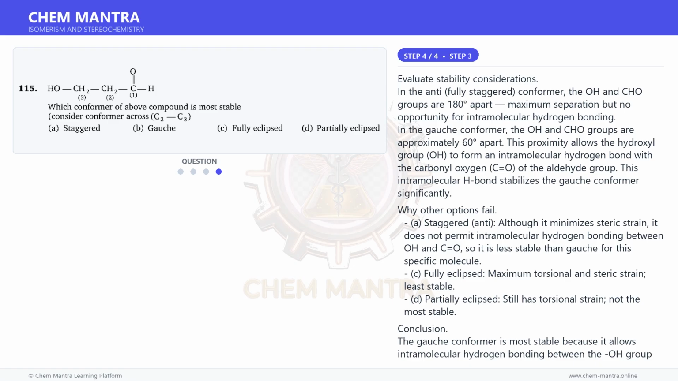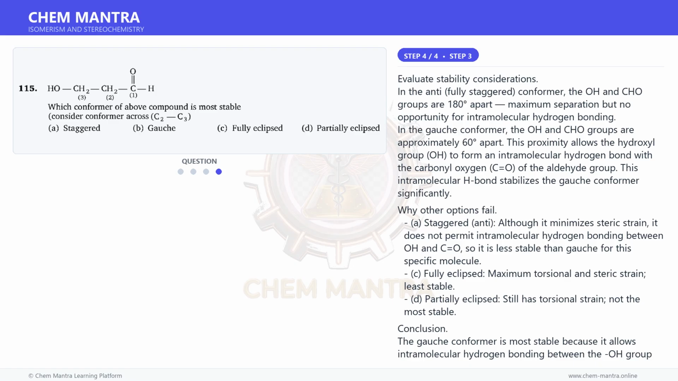Why other options fail? A. Staggered, although it minimizes steric strain, it does not permit intramolecular hydrogen bonding between OH and C=O, so it is less stable than gauche for this specific molecule. C. Fully eclipsed, maximum torsional and steric strain, least stable. D. Partially eclipsed, still has torsional strain, not the most stable.